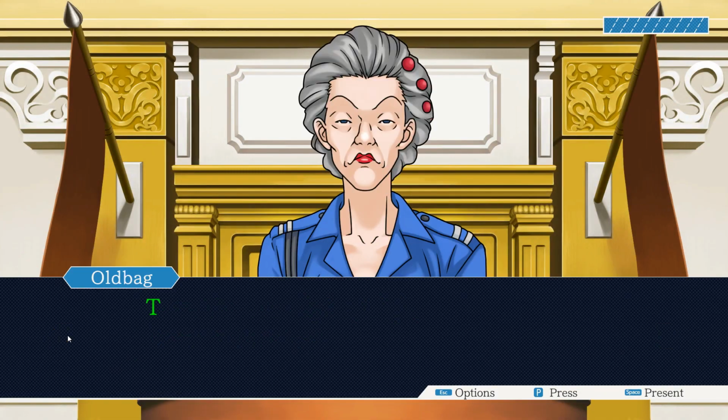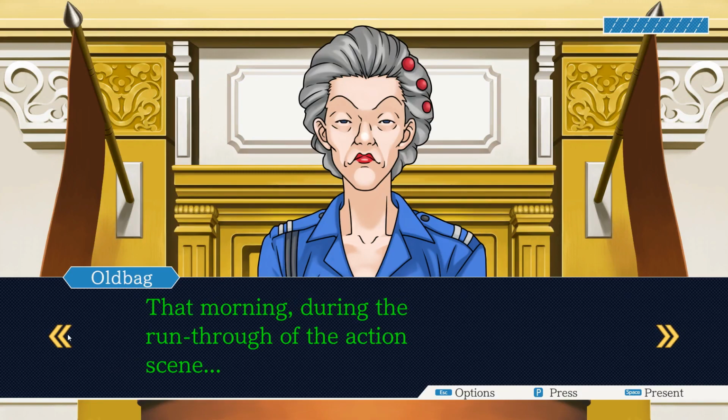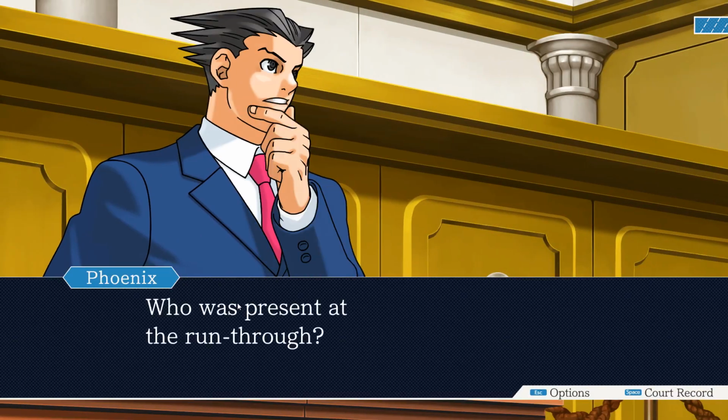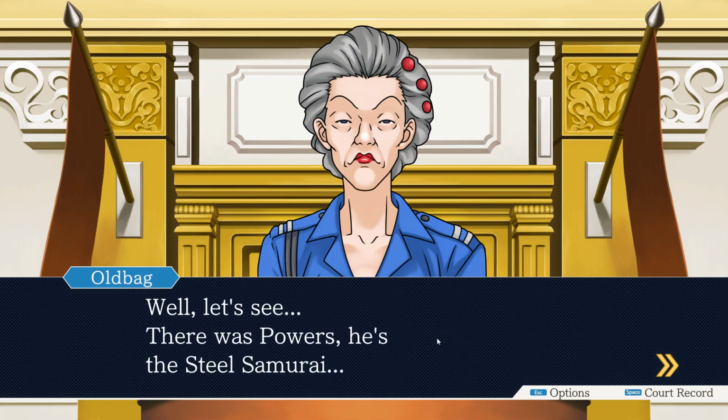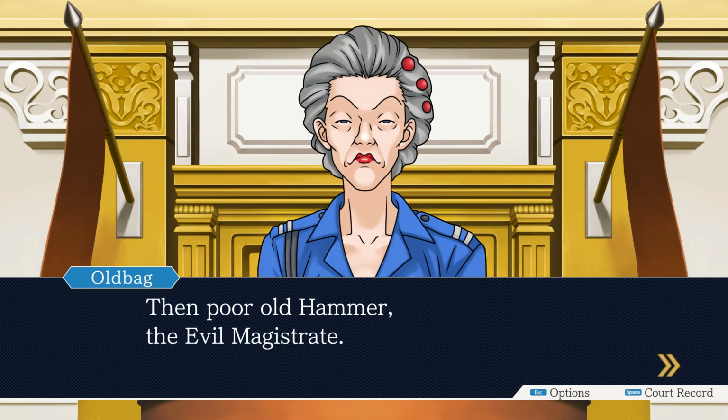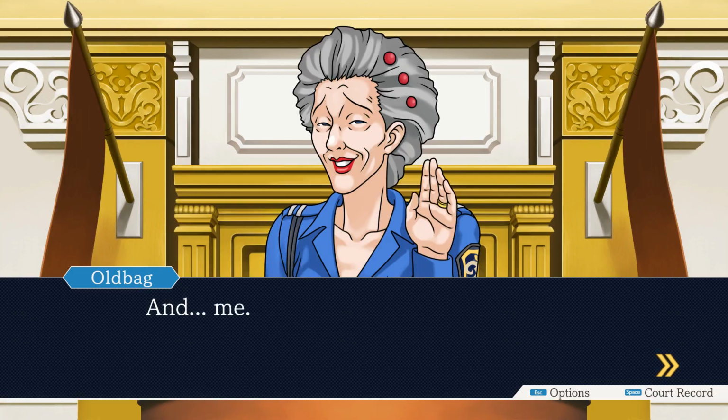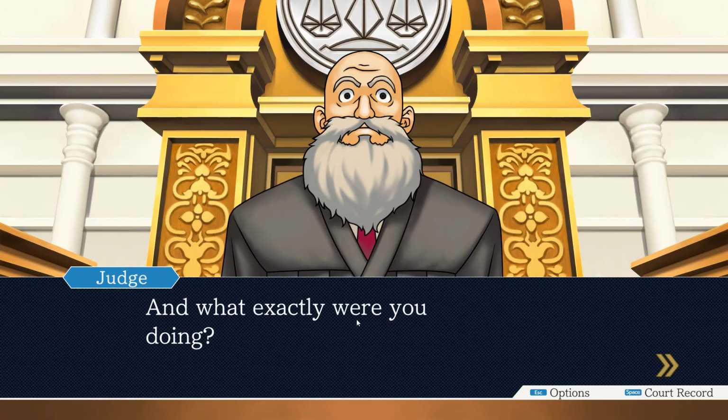Okay, so we just pressed that. That morning during the run-through of the action scene... But she said she was running errands that morning, and that she wasn't there until 1. Who was present at the run-through? Well, let's see. There was Powers. He's the Steel Samurai. The poor old Hammer, the evil magistrate. And me. Penny and Mr. Powers and Jack Hammer were there in the employee area. But she didn't get there till 1, and was never in the employee area with them, at least according to Gumshoe and her original story.